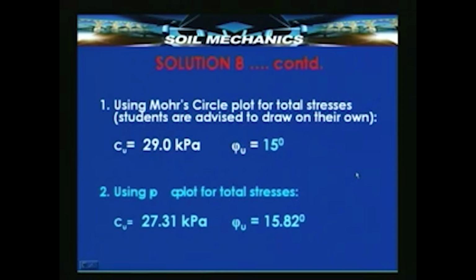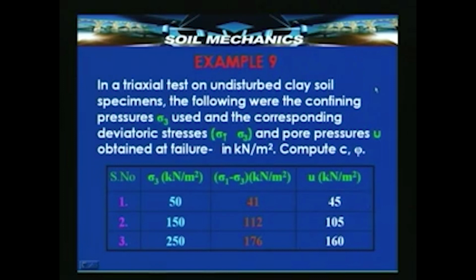A slight difference is always permissible because they are both graphical procedures, but by and large the PQ plot is preferred these days because a straight line can be plotted more reliably than a Mohr circle and a common tangent. And going by that statement, we can say that the values of Cu and phi u which we have observed from the PQ plot may be taken as the appropriate values for this particular soil. One more example.